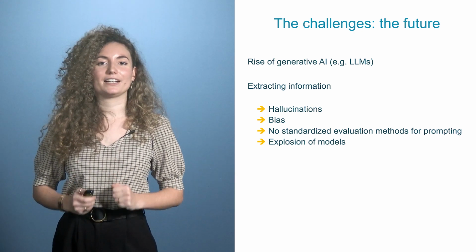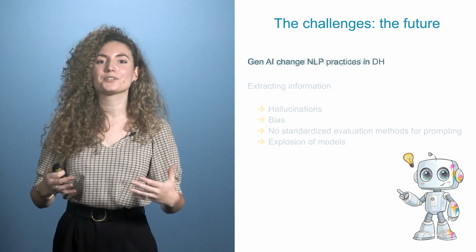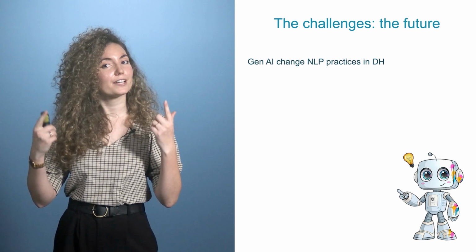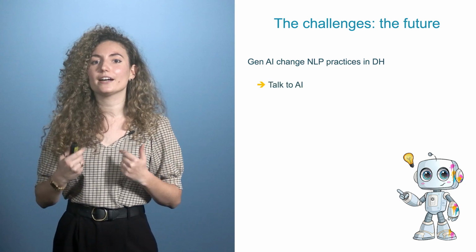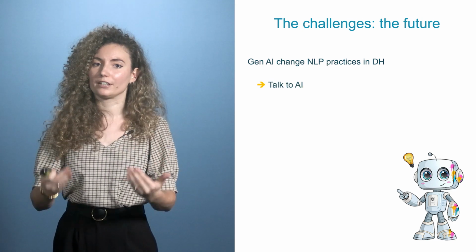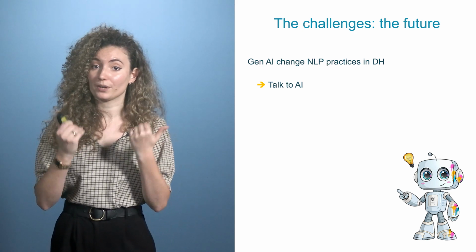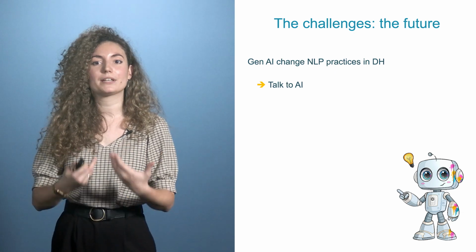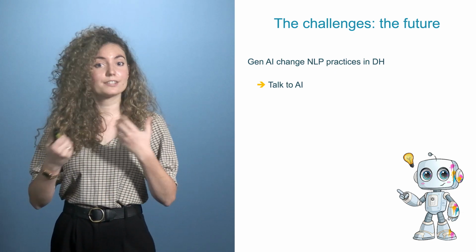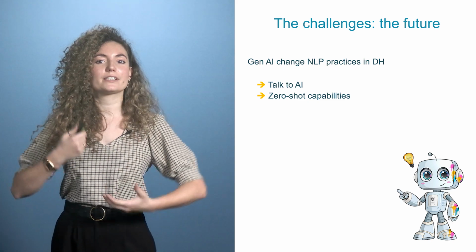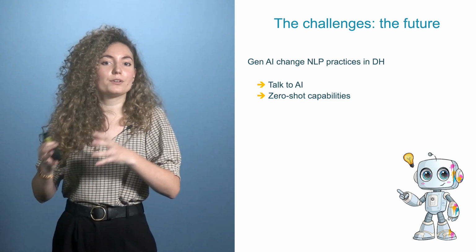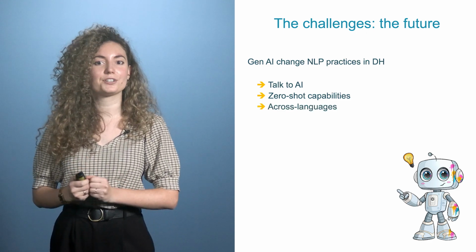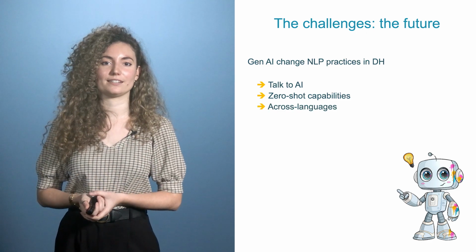However, these are very exciting times, as generative AI harbors the potential to change NLP practices in digital humanities. Because for the first time in history, we are able to talk to AI to make requests, which is a true paradigm shift and significantly could lower the thresholds for less tech-savvy DH scholars to start experimenting with NLP methodologies on their data. Thanks to zero-shot capabilities, these models can produce silver-labeled datasets without any or with very little training data, and they are known to be flexible across languages thanks to the vastness of the training data.